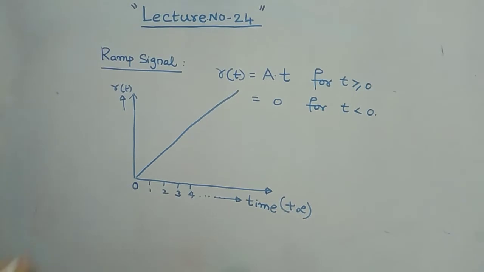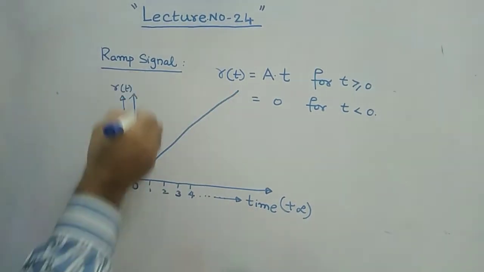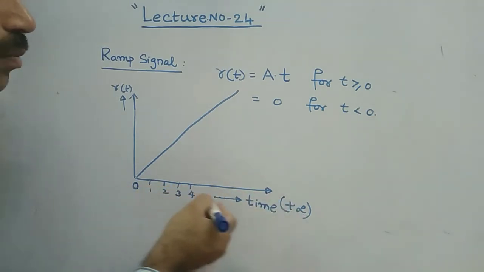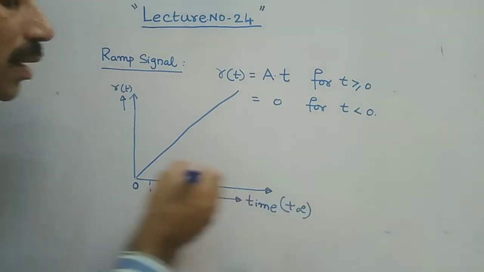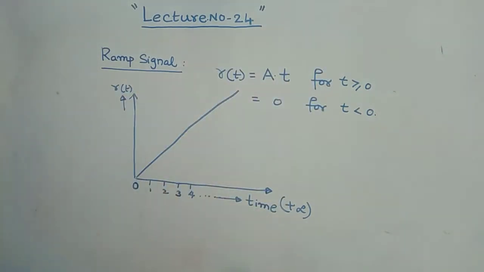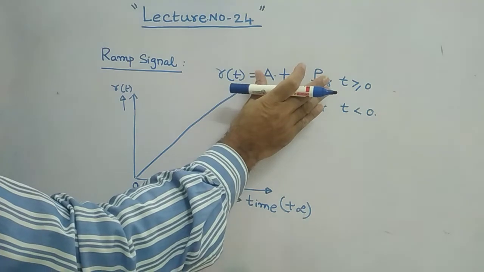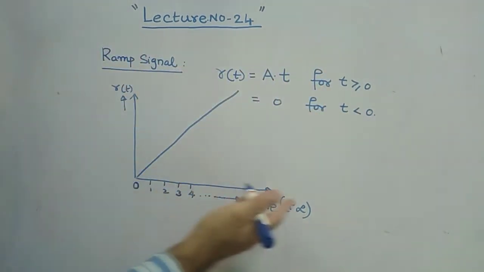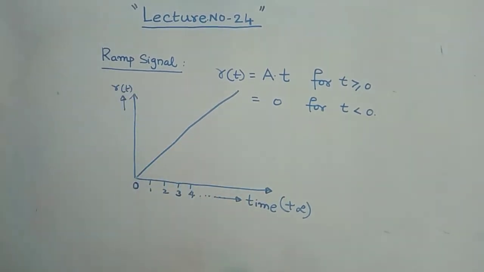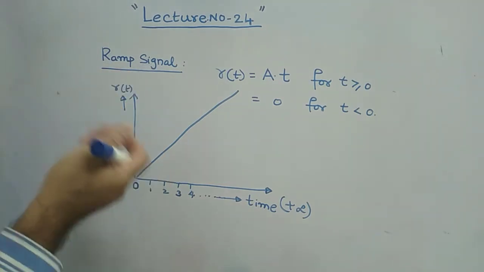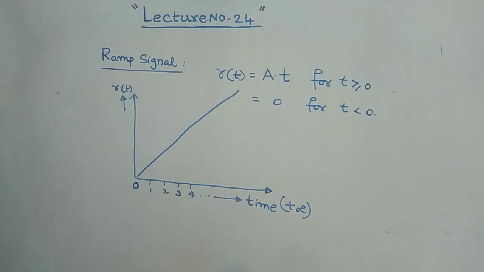This is your ramp signal. The input signal increases linearly with respect to time, and as time goes up to plus infinity, the signal keeps increasing in this way. This is the mathematical definition of a ramp signal, whereas this is the graphical representation. This type of signal can also be used as a standard test signal for any given control system.